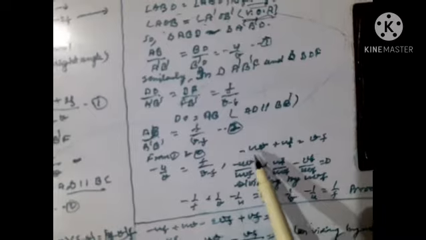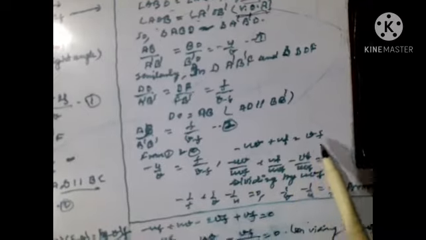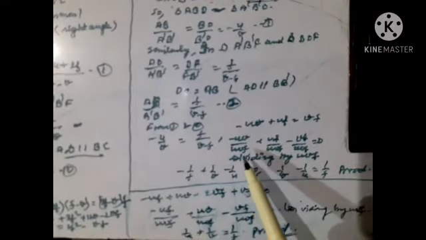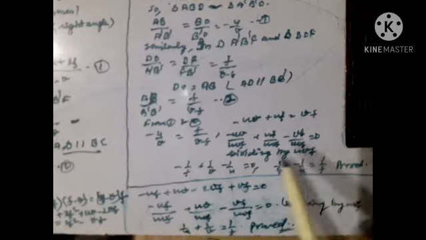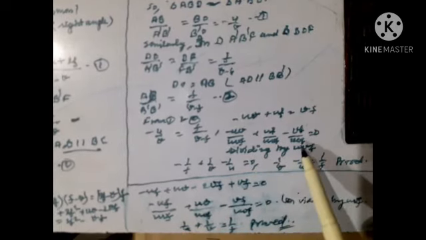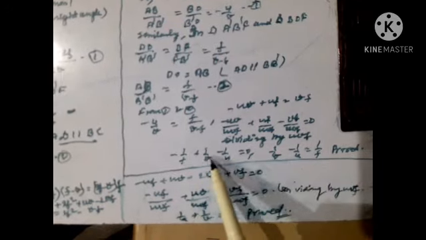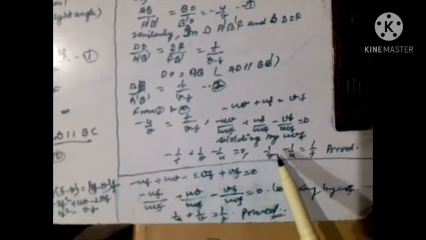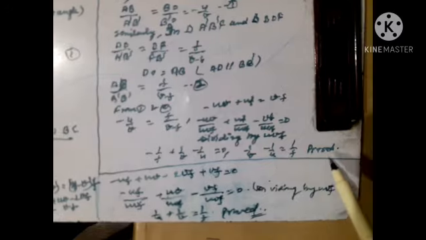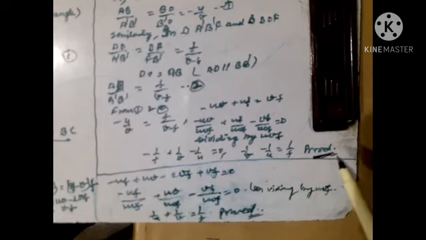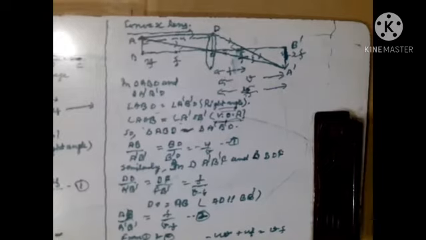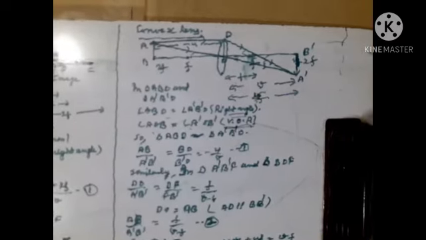From first and second, minus u by v is equal to f by v minus f. Minus uv by uvf plus uf by uvf minus vf by uvf is equal to 0. Dividing by uvf, you have to divide. Minus 1 by u plus 1 by v minus 1 by f is equal to 0, so 1 by v minus 1 by u is equal to 1 by f. Okay, this thing is also known as the lens maker formula for a convex lens.